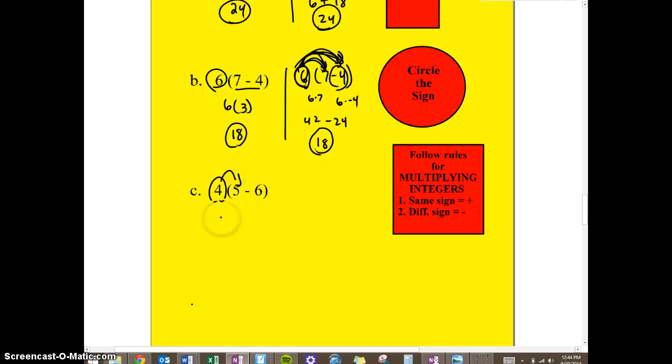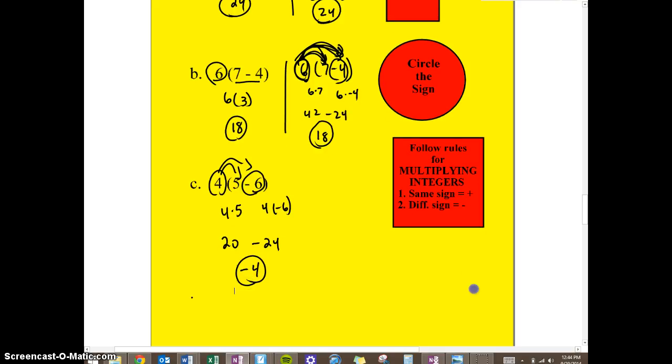Let's do example C. We're going to take 4 times 5. 4 distributed to the 5 gives us 20. 4 distributed to the negative 6, and we have to take the sign as well. 4 times negative 6 will be negative 24. Then negative 24 just becomes our subtraction sign, so 20 minus 24 is negative 4.